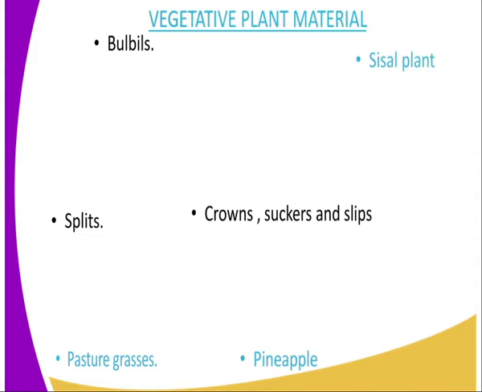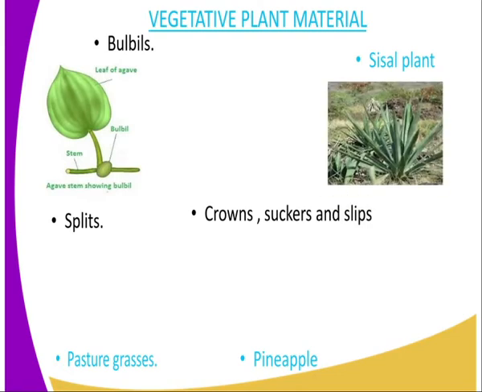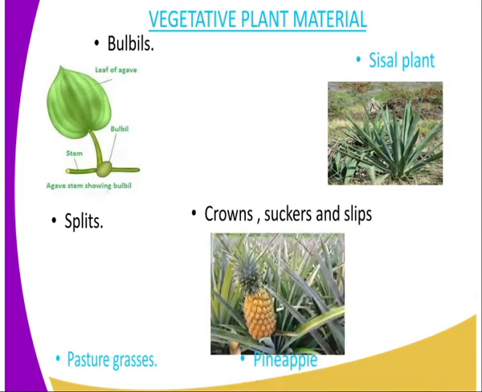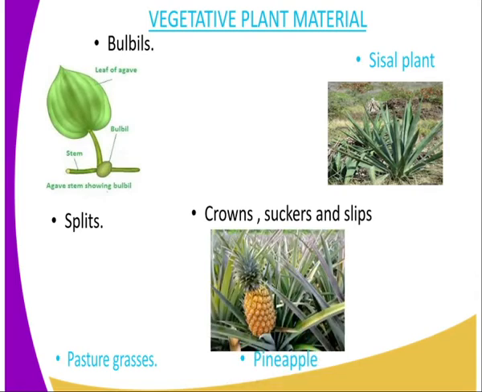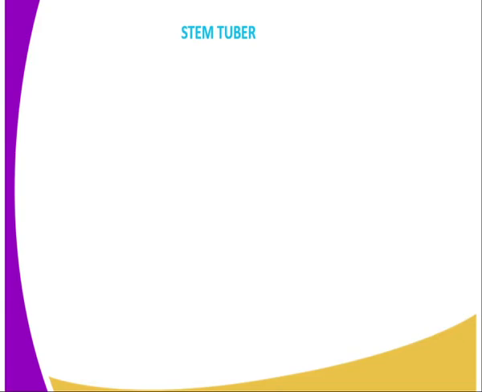And we go to the vegetative plant material. There are various examples of vegetative plant materials normally used in the farm during crop propagation through asexual reproduction. The first one, we have use of bulbils, that is, you can use the side shoots of the plant, as it is well illustrated for you. Then we have use of crown, suckers and slips, that is applied in pineapple. Then we have use of splits, and it is well applied in establishment of pastures, for example, grasses.